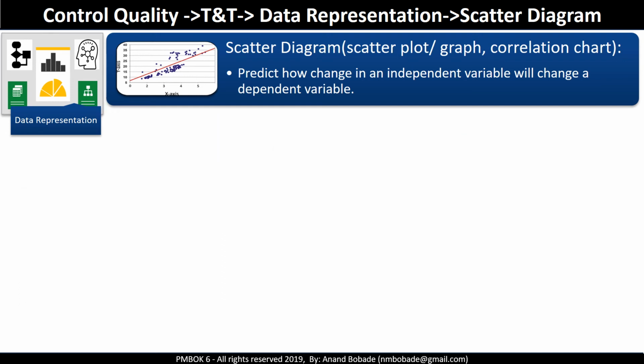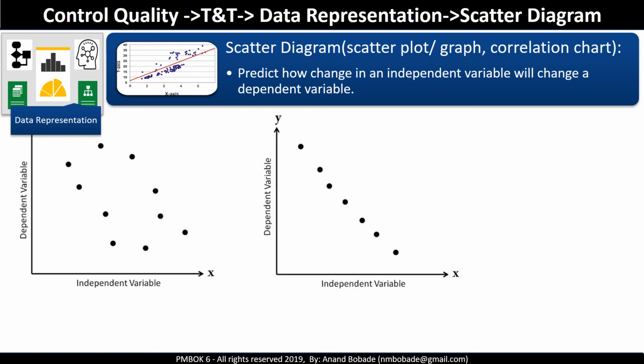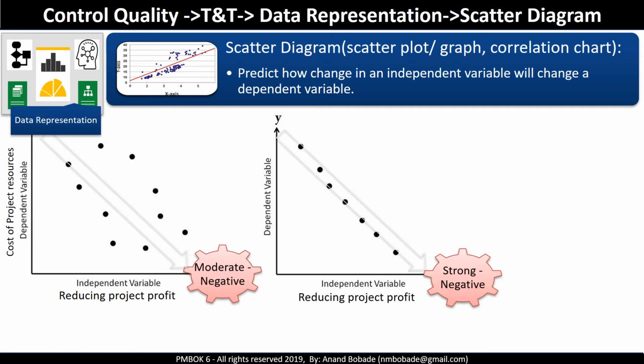If there is a downward sloping pattern, then there is a negative correlation. Let's take another example to understand negative correlation. Here we are analyzing the relationship between cost of project resources and reducing project profit. As shown in the graph on the slide, the y-axis shows cost of project resources and the x-axis shows reducing project profit. As cost of project resources increases, the project profit will decrease.